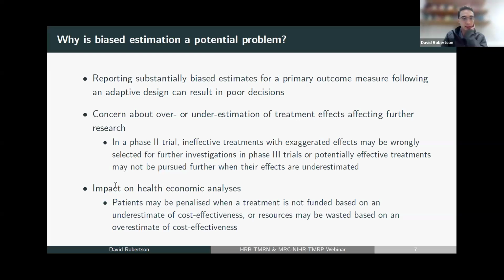And perhaps less widely known is the impact on health economic analyses. So even if biases are relatively small, once you scale that up to the whole population in a health economic analysis, then this can lead to relatively large effects in your estimates of cost effectiveness, for example.